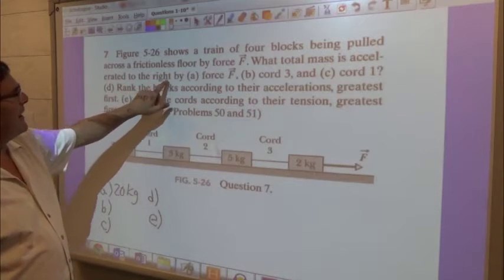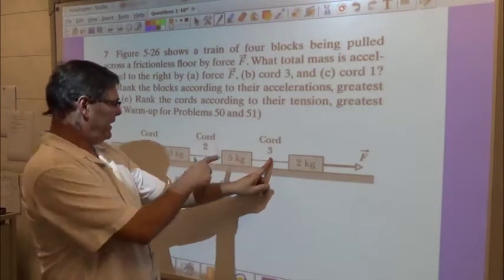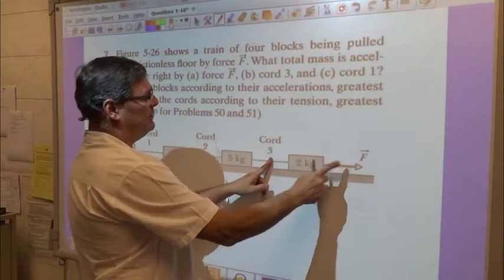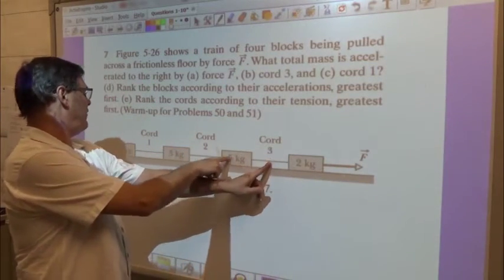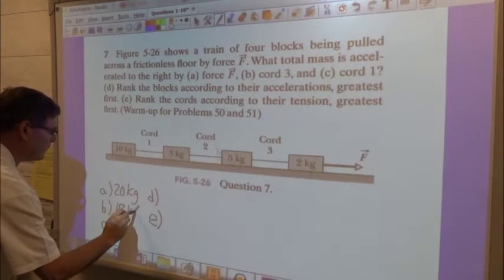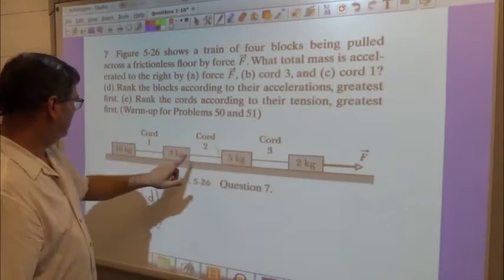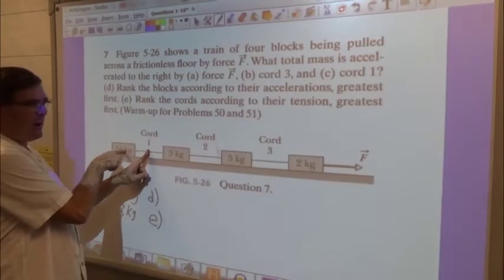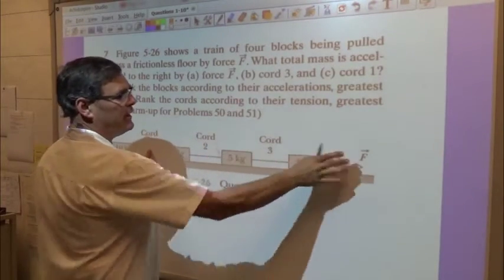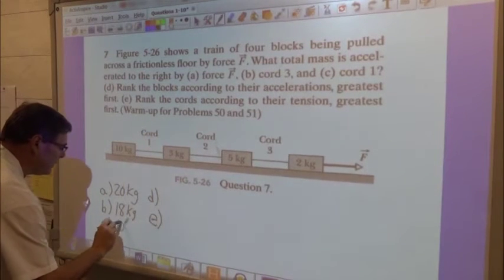What total mass is accelerated to the right by cord 3? This cord is only pulling these 3 blocks. This block is being pulled by this tension. So cord 3 only pulls 5 + 3 + 10, or 18 kilograms. And cord 1 is only pulling this block. These blocks are all being pulled by cord 2 and 3 and F. So cord 1 is only accelerating the 10 kilogram block.